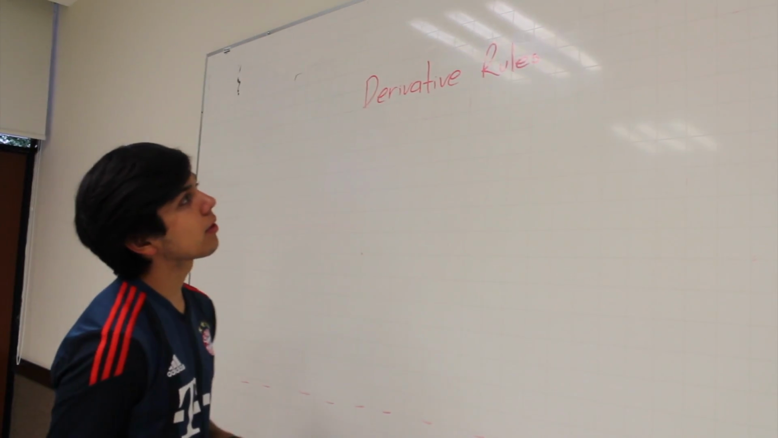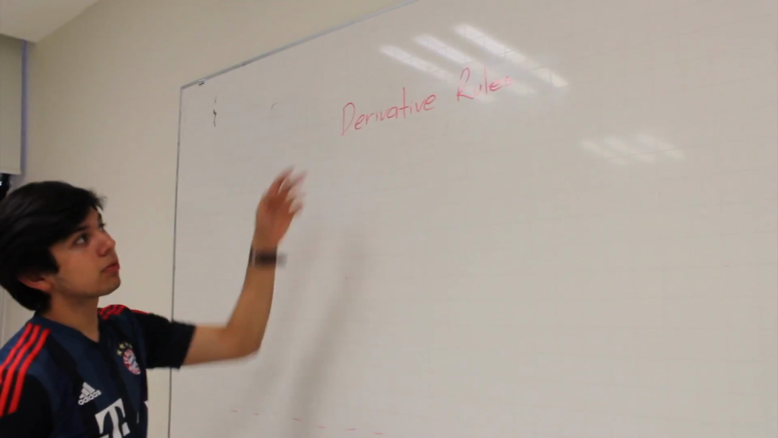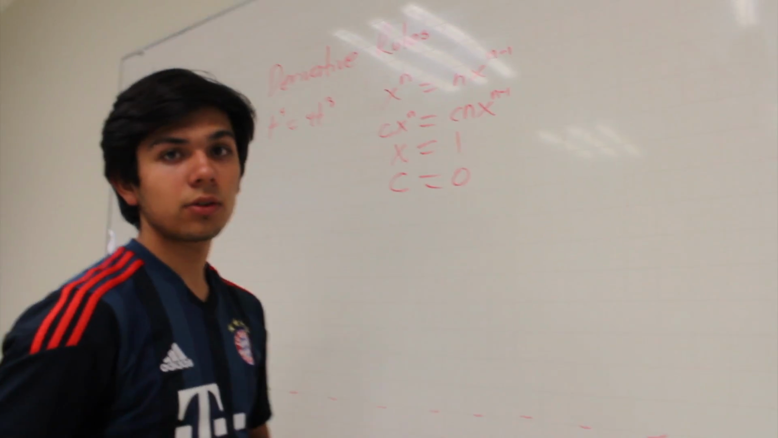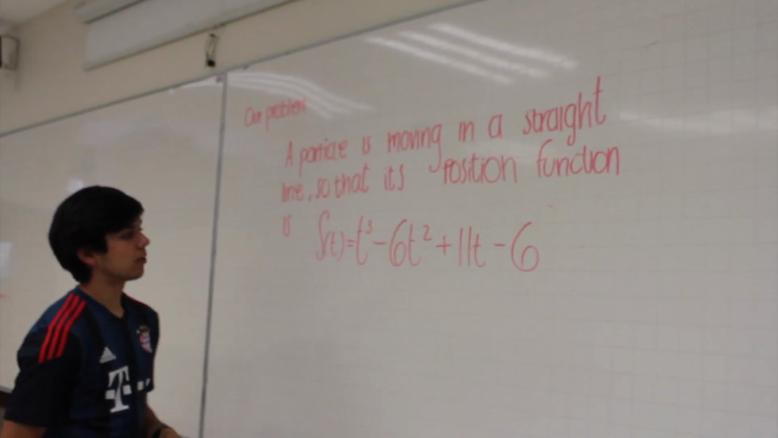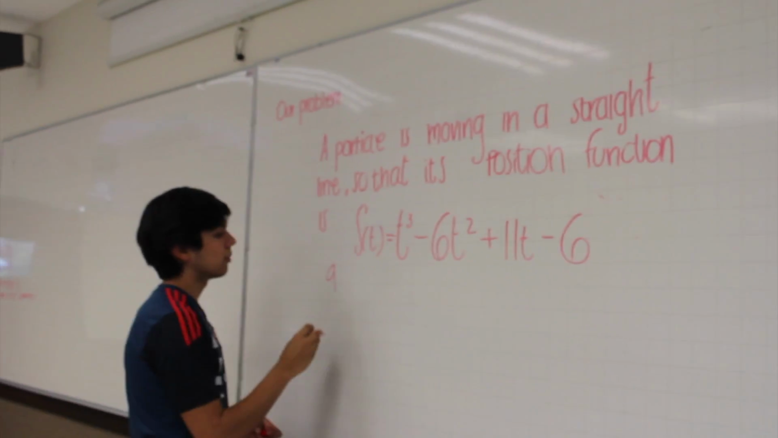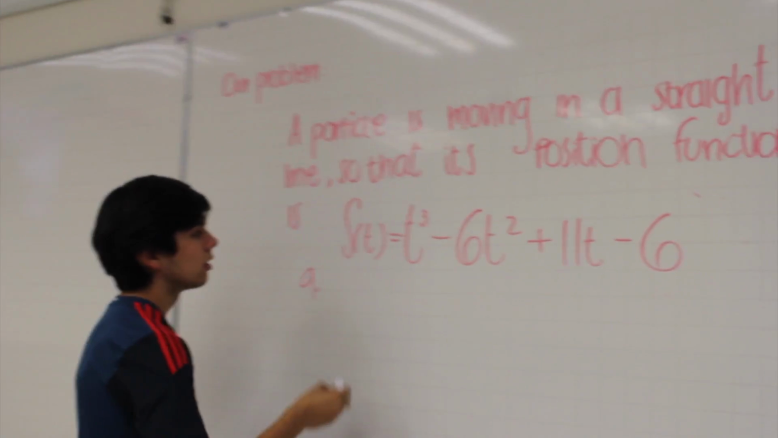To solve the problem, we're going to use something called derivative rules. These are the ones that we are going to use. Now we're going to take the derivative. We have the point A.